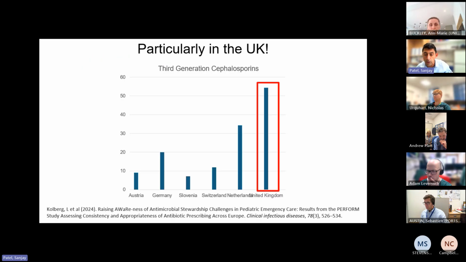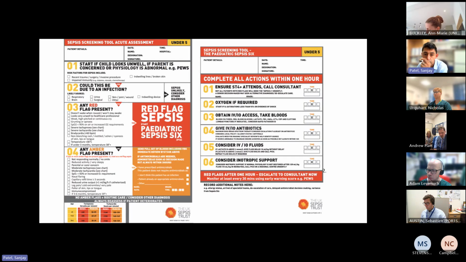And we know that because when we look at antimicrobial prescribing, we use vastly more ceftriaxone than almost any other country in Europe, and that's because of the sepsis narrative. And then when you look at the sepsis screening tool produced by the UK Sepsis Trust, we all know what these look like, and the Sepsis 6. And here you've got these red flags, any red flag things present.